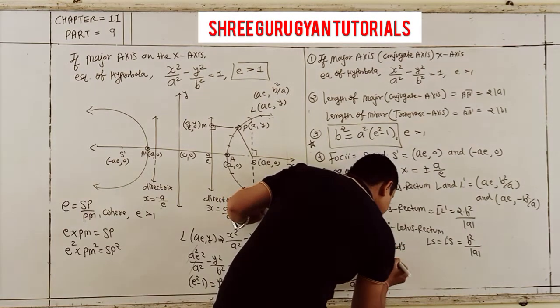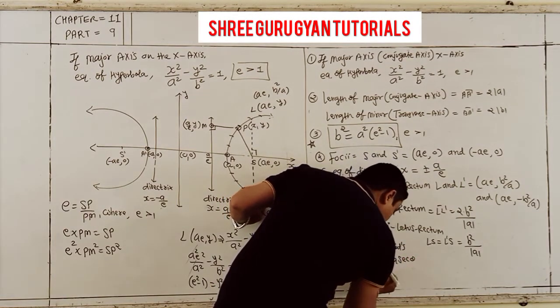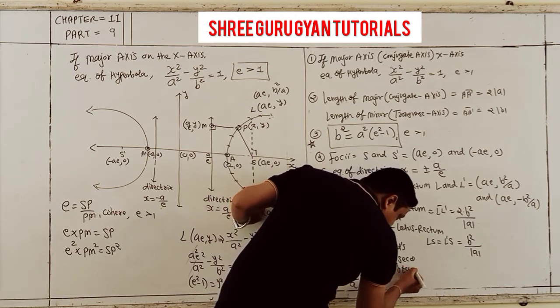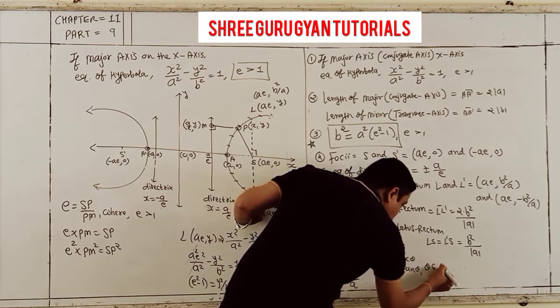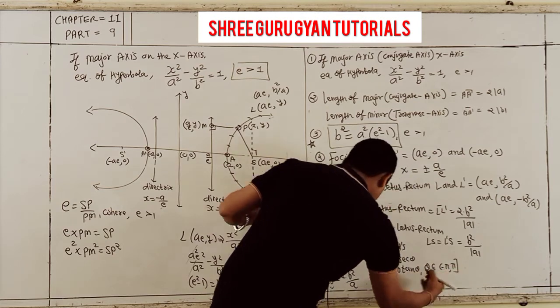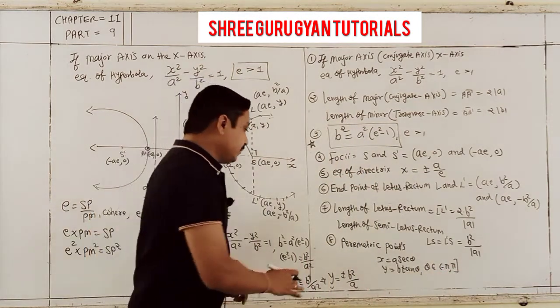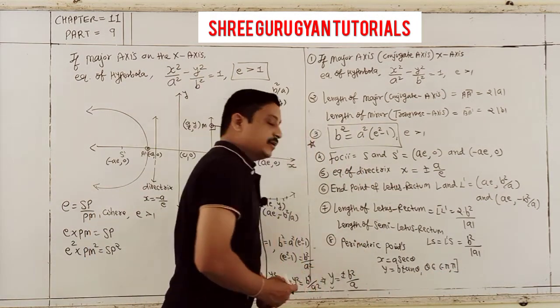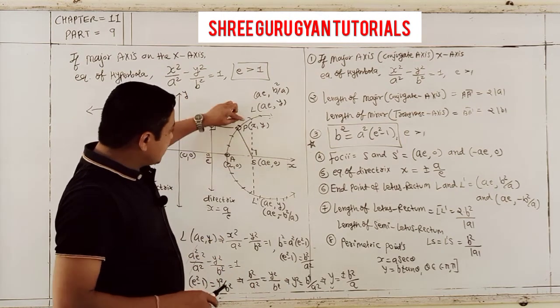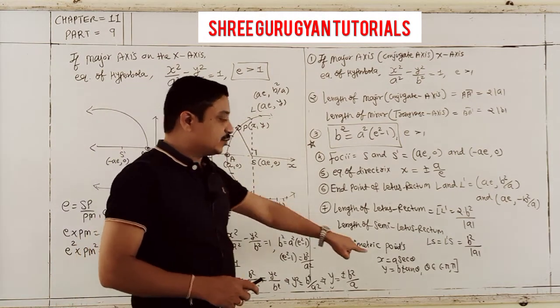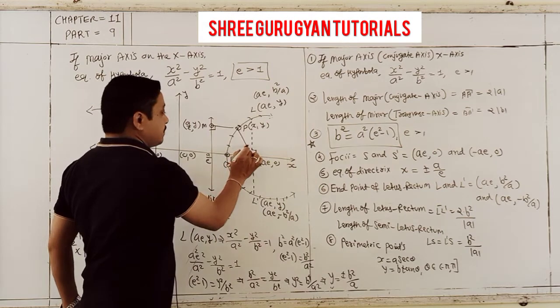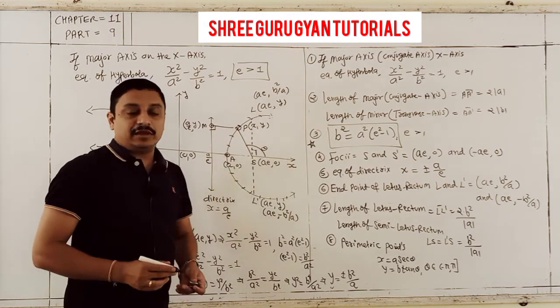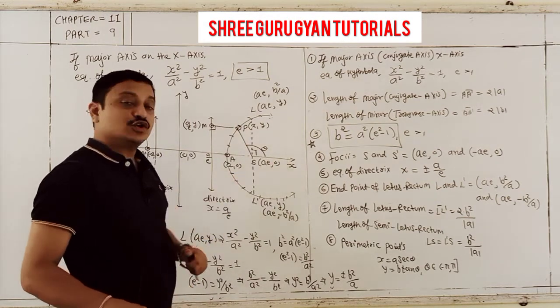X is equal to a sec theta and y is equal to b tan theta, where theta belongs to minus pi to pi. These are the parametric equations. Students, many points are related to theta, and that is your theta, the eccentric angle making with the positive direction of the x-axis.